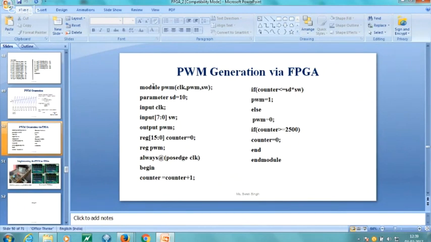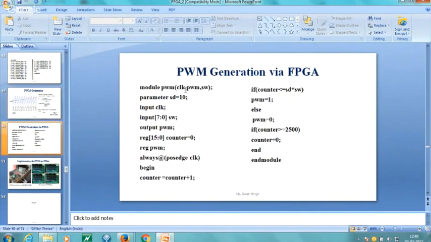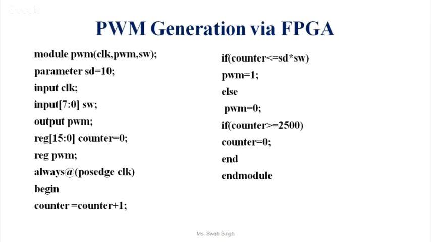Here, now I am going to generate a PWM signal via FPGA. So I am taking this example: module PWM, clock, PWM, switch. Here parameter SD. SD is the parameter for the scaling factor to equalize this equation. I am taking the SD parameter, input clock, switch. Here I am taking 8 switches, meaning I am going to change the width of the PWM via switches. Now this is your output PWM register.